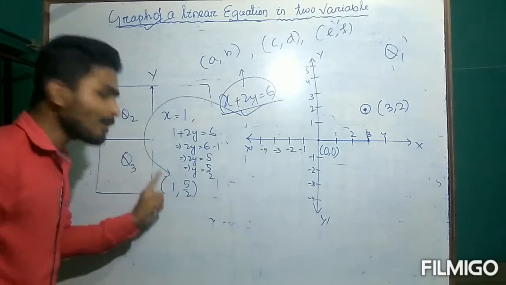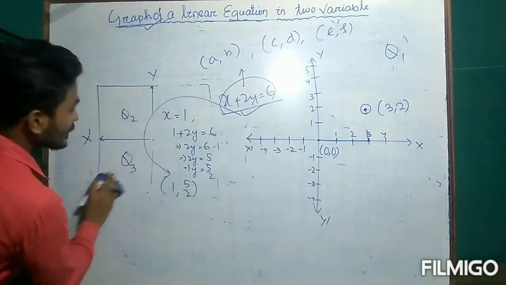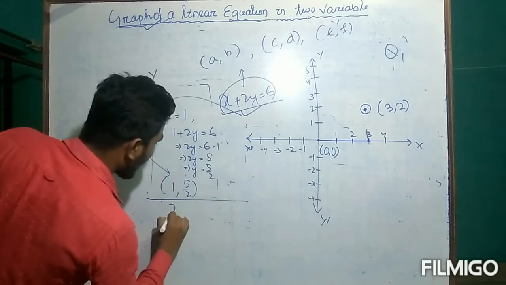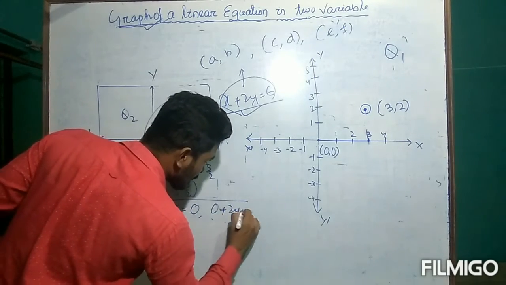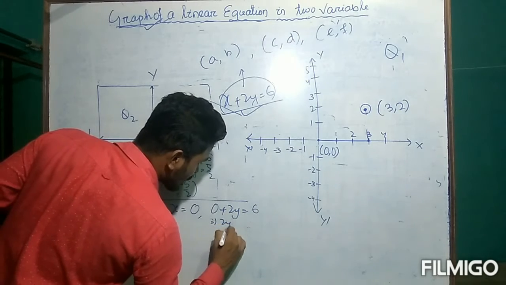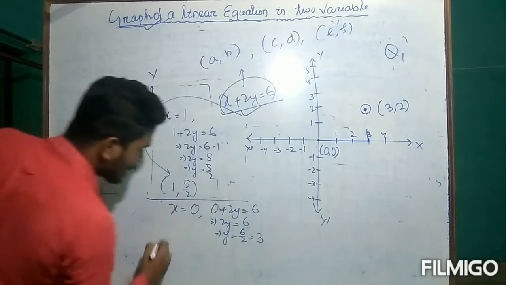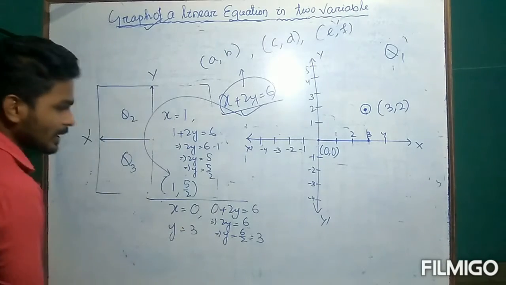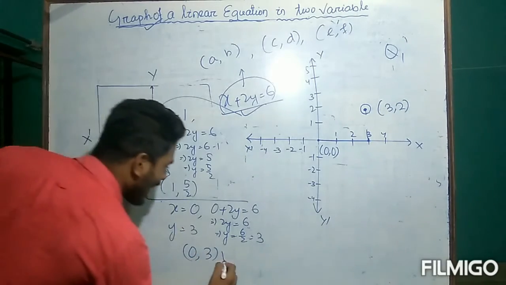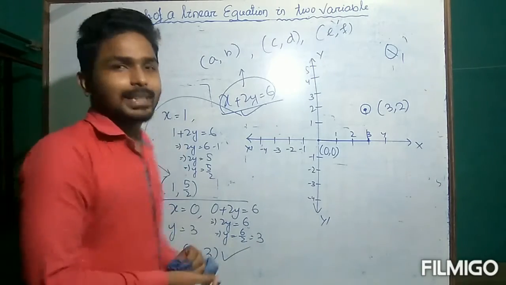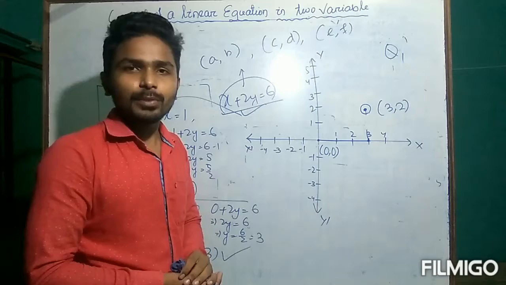Similarly, this is one pair of solution. You can calculate another pair of solution also. Let's find out. Suppose someone puts x to be 0. What will be the equation now? 0 plus 2y is equal to 6. So 2y is equal to 6 and y is equal to 6 by 2, that is 3. So you get y is equal to 3. So what will be the possible pair of solution? 0, 3. Now you get another pair of solution, another point. In this way you can get infinite number of solutions.